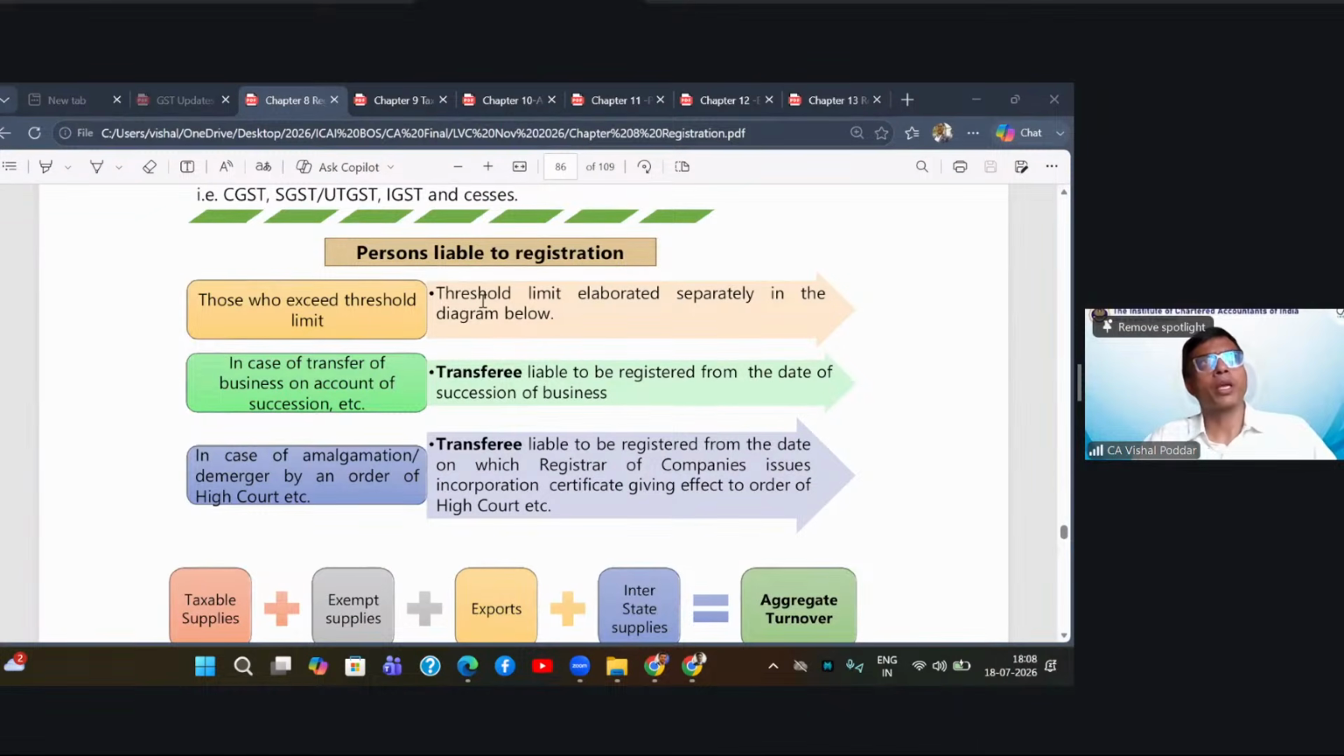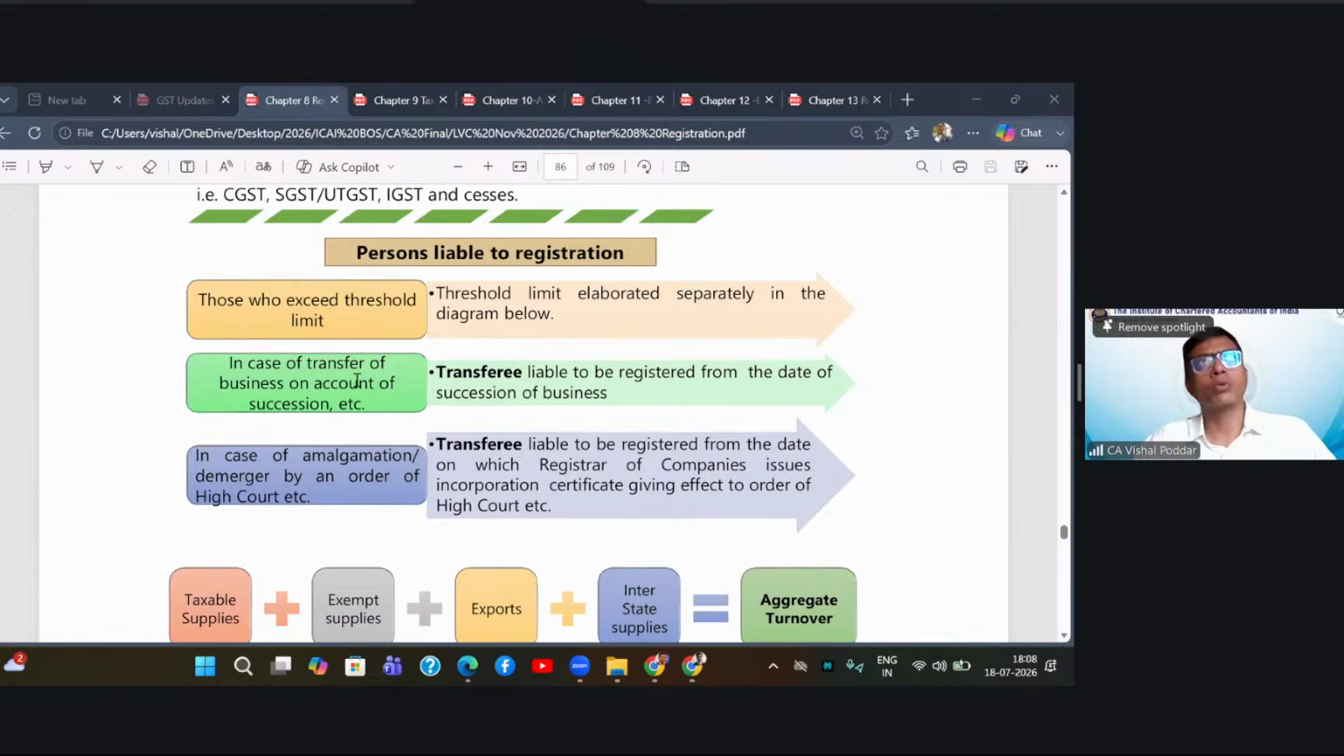But in general, if you are engaged solely in goods, then the threshold is 40 lakhs. And if you are engaged in services or goods plus services, the threshold is 20 lakhs. Though there is a carve out to this for special category states, where this turnover may be lower. So once you cross the turnover, you become liable for registration as per section 22.